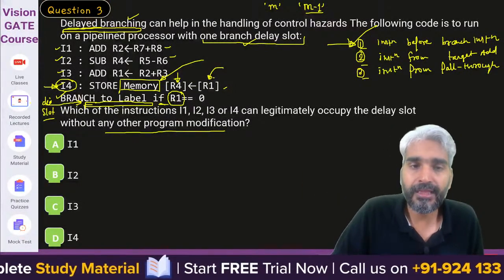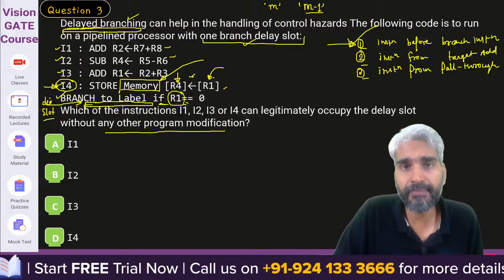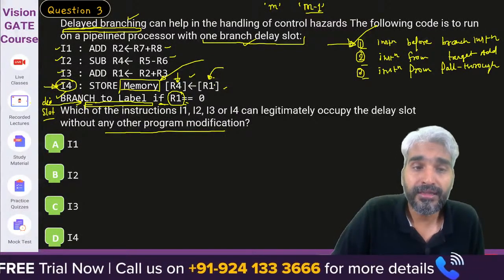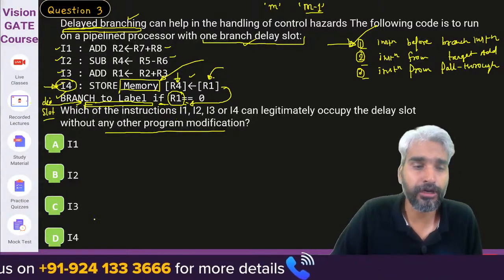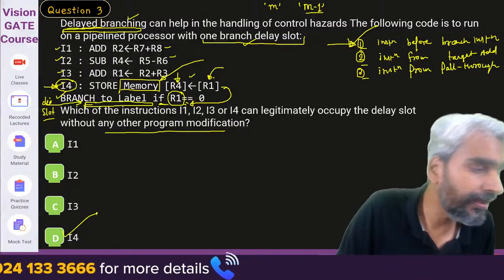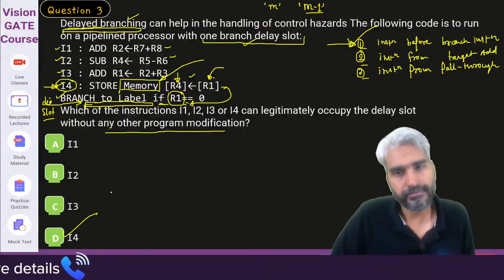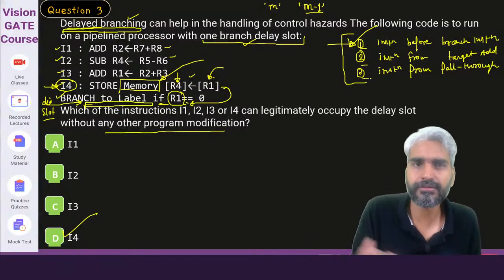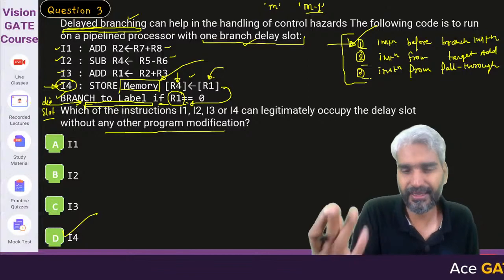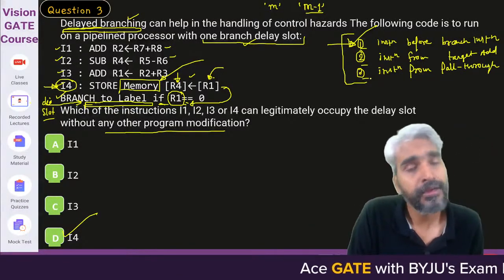It means the branch condition does not depend upon the output of the previous instruction. Therefore, this instruction I4 can legitimately occupy this delay slot. So the correct answer will be instruction I4. We'll discuss all these things in detail when we understand the concept of COA, but we are discussing the previous year question. If you are having any difficulty, you can ask.